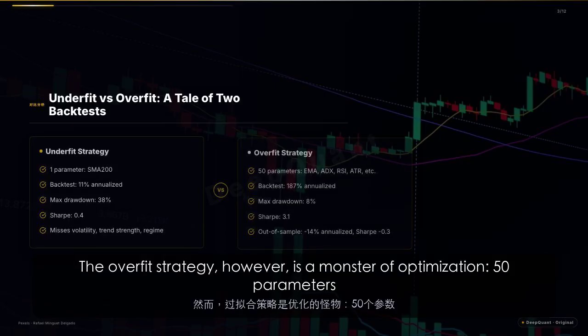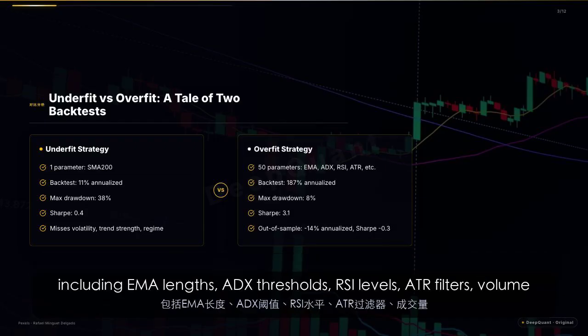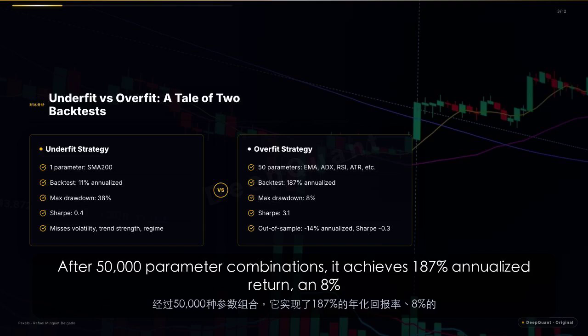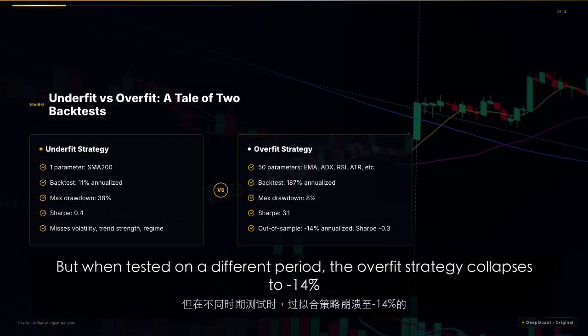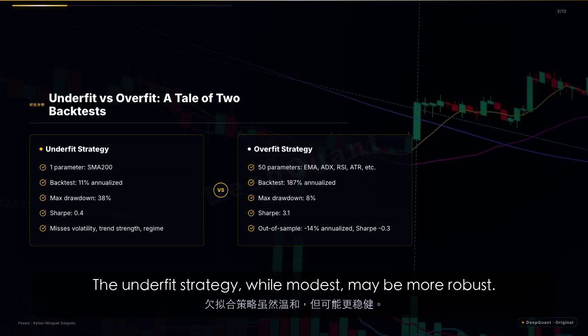The Overfit strategy, however, is a monster of optimization: 50 parameters including EMA lengths, ADX thresholds, RSI levels, ATR filters, volume conditions, and even a rule to avoid trading on Tuesdays. After 50,000 parameter combinations, it achieves 187% annualized return, an 8% drawdown, and a Sharpe of 3.1. But when tested on a different period, the Overfit strategy collapses to -14% annualized and a Sharpe of -0.3. The Underfit strategy, while modest, may be more robust.